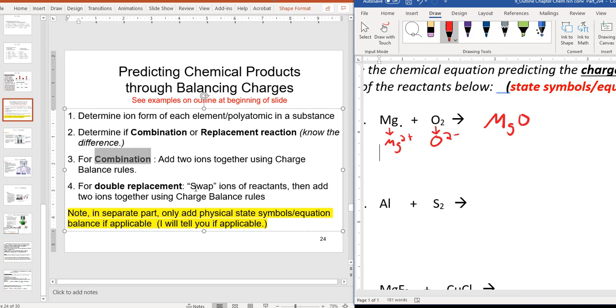Pretty straightforward. The next one, aluminum plus sulfur dioxide, is also a combination reaction. So again, turn it into a single ion: aluminum 3+, and sulfur. Aluminum is in group 3, sulfur is in group 6, so that's a 2-. So here we have single ions. Now, notice that word single I keep using. Technically, because of the subscript 2 right there, that means there's 2 of the ions. However, we're only going to focus on one ion.